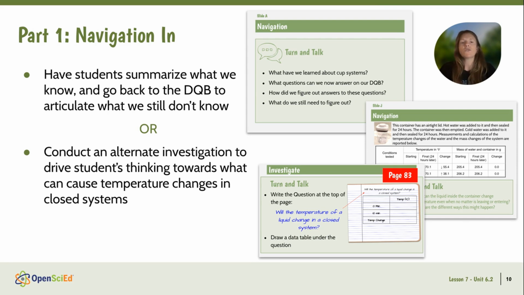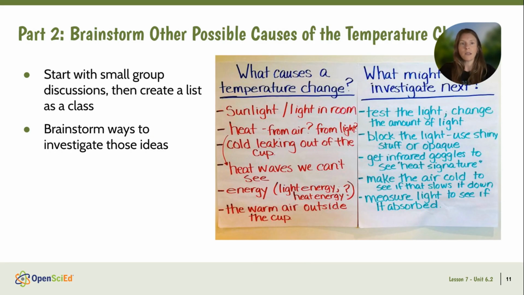Either way, your students are going to end up from this navigation starting to generate some ideas for what may cause temperature changes, even though matter can't enter or exit the system. So that brings us to the next key moment, which is part 2, where we brainstorm other possible causes of the temperature change.